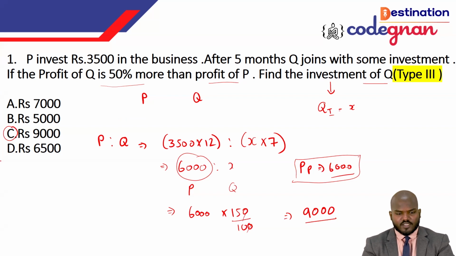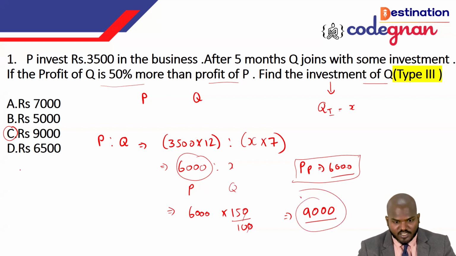So going to this one, guys, if you resolve this, they are saying that the profit of Q is 50 percentage more than the profit of P. So I want to showcase here, he was multiplying this value, and you get 6,000 rupees. 6,000 is the total profit he gets after the 12 months. Got it, guys? So with respect to the 150 percentage, you can find out the profit of Q as well. So here 9,000 is the correct answer in this question.